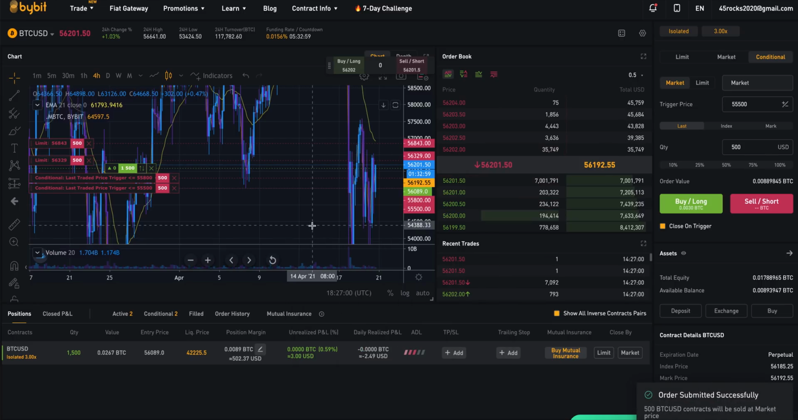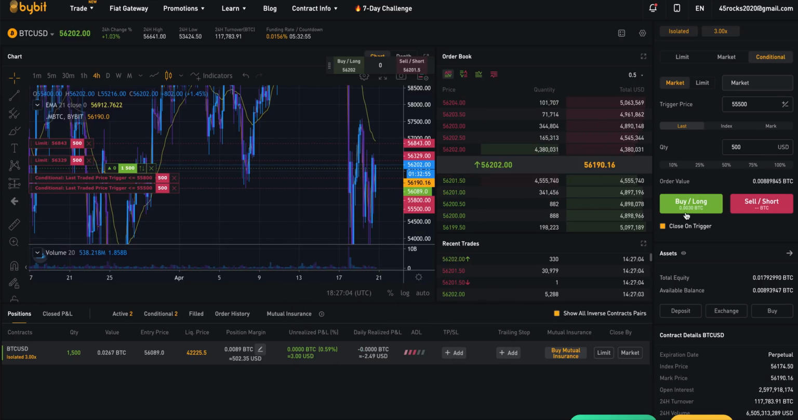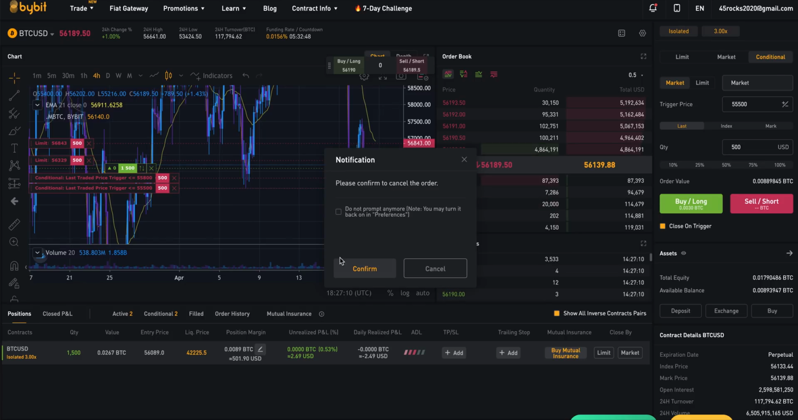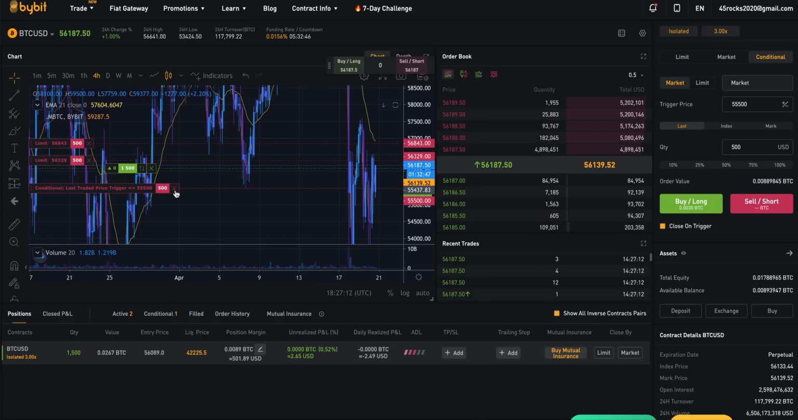Now, again, guys, this is different than a regular limit order. We are going to be doing a conditional market order that says close on trigger. This is how we're going to set up multiple stop losses. Okay, I'm going to go ahead and close out all these orders now.